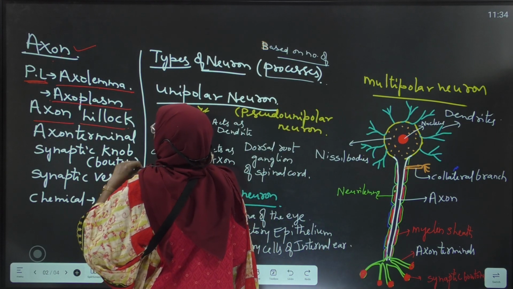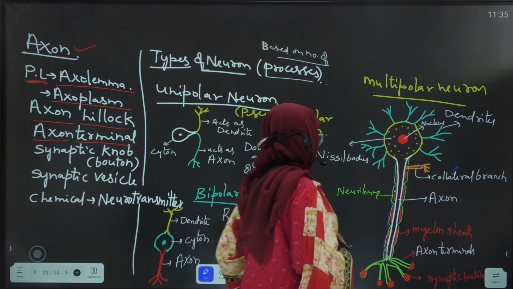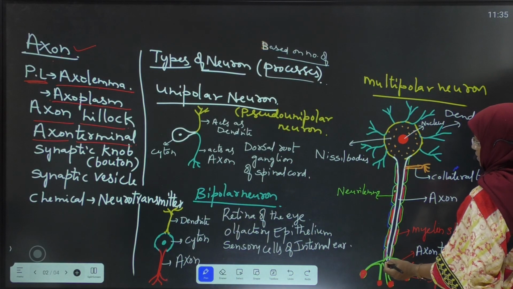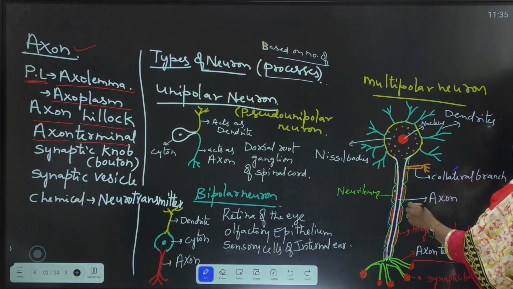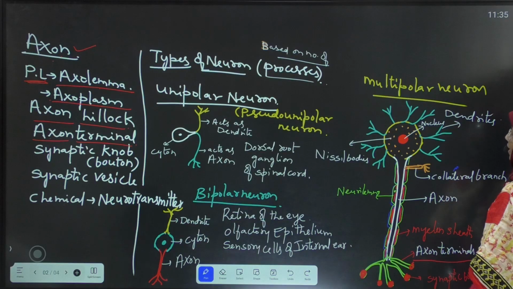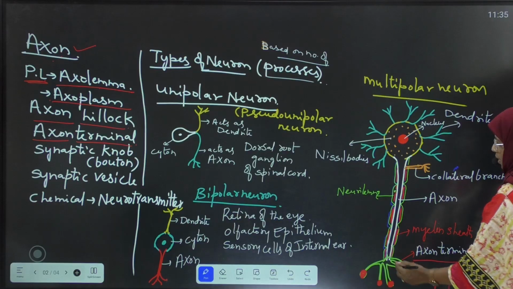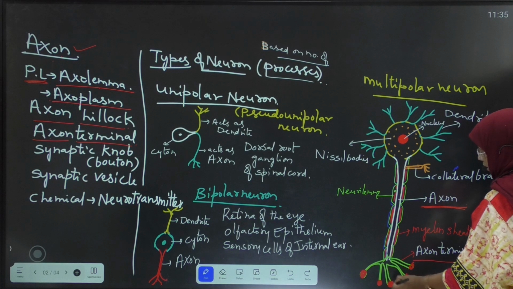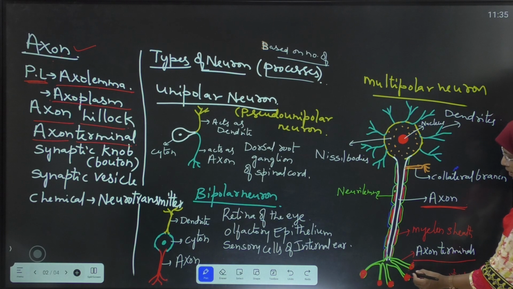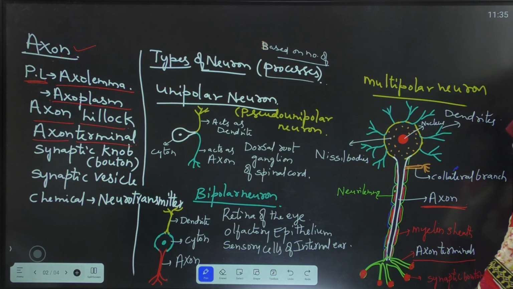Next, the distal part of the axon. Here, the distal part of the axon is called axon terminals. This is the diagram of a multipolar neuron. Here, this is the axon, which is a single long unbranched process. The distal part of the axon divides into many branches. They are called axon terminals. These axon terminals consist of knob-like or button-like structures called synaptic knobs or synaptic buttons.